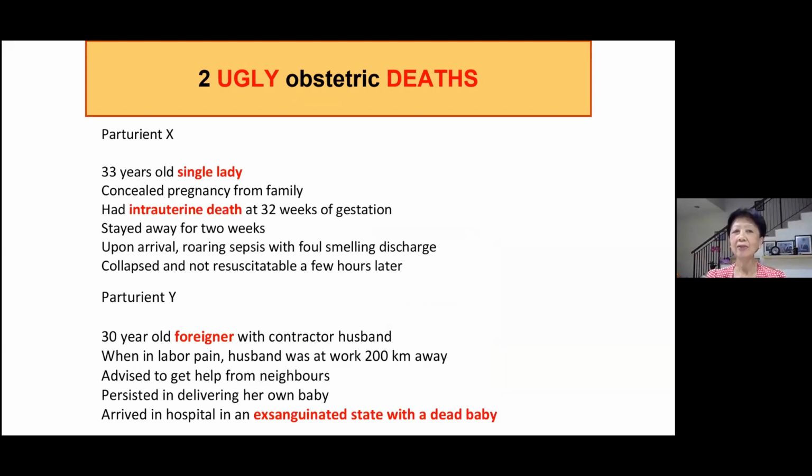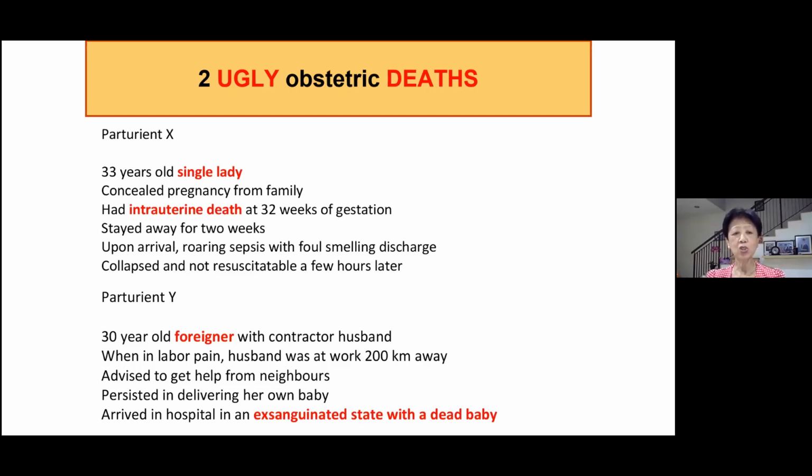However, I can't but describe these two obstetric deaths as being ugly. And why were they ugly? Because they happened to have affected two very young ladies in the prime of their lives. And because the lifespan of our country is about 70-something, I would say that they have actually been robbed of about 40 years of their life. The first happened to be a single lady with an intrauterine death at 32 weeks. And she stayed away for 2 weeks. So upon arrival, she had roaring sepsis and she collapsed and could not be resuscitated.